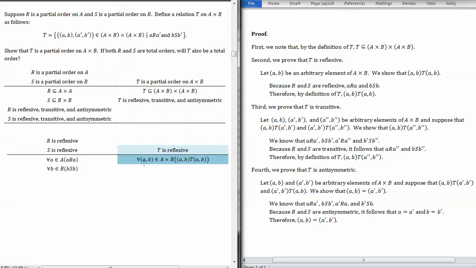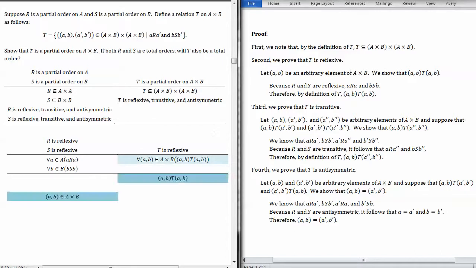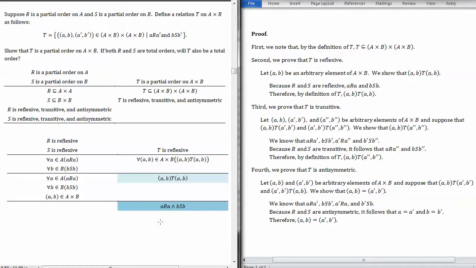So I want to show that for every element of A times B, which I'll represent as an ordered pair AB, that AB is related to itself under T. Okay, so we have a universal statement to prove, so we can let AB be an arbitrary element of A times B. We have our new goal. And then we should look at the definition of T to figure out what it means for these to be related. And here it is, right? The elementhood test is that the first coordinates have to be related by R and the second coordinates have to be related by S. So we want to prove that A R A and B S B.